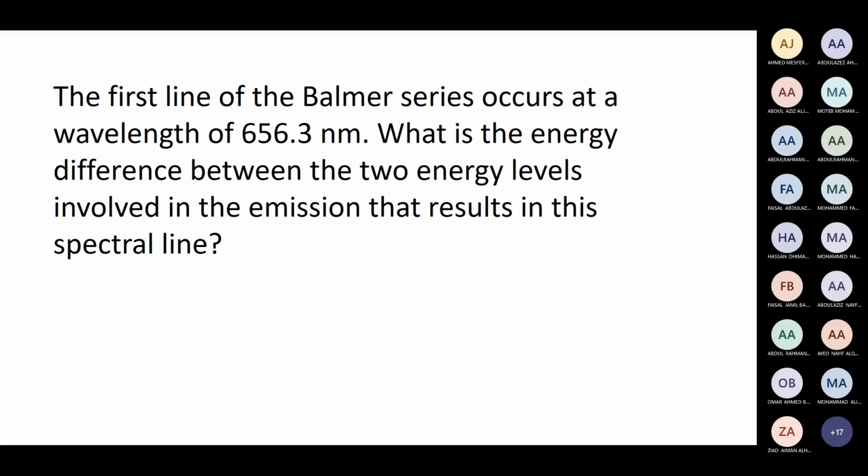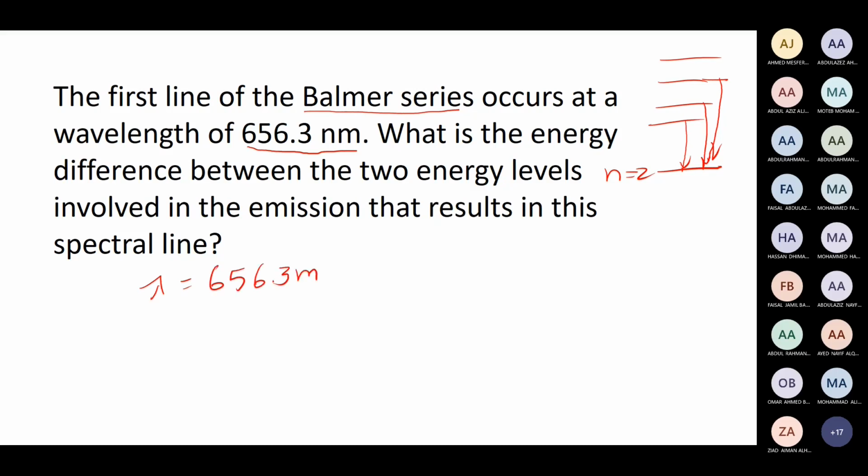What's Balmer series? Do you know what's Balmer series? In the hydrogen atom, when the transition comes from a higher state to n equal to 2, this is called Balmer series. Anything that comes to n equal to 2 is called Balmer series. But in this question, he just put the information: it occurs at 656.3 nanometer. So you're given lambda, which is equal to 656.3 nanometer.